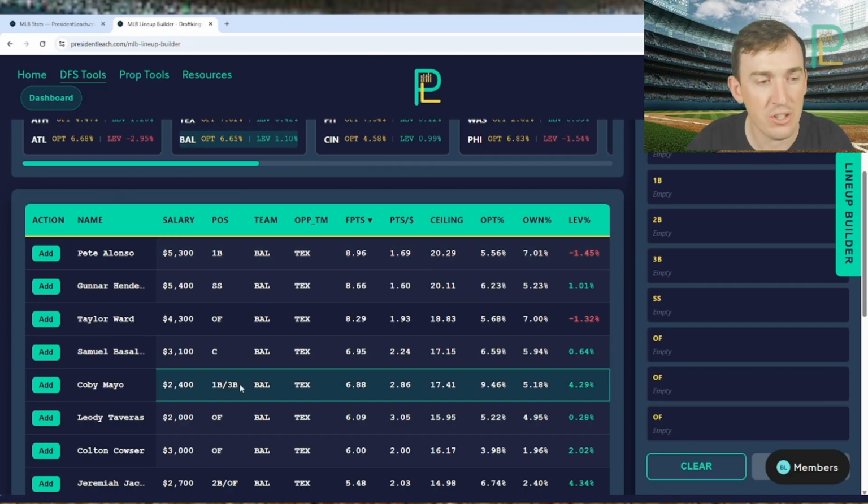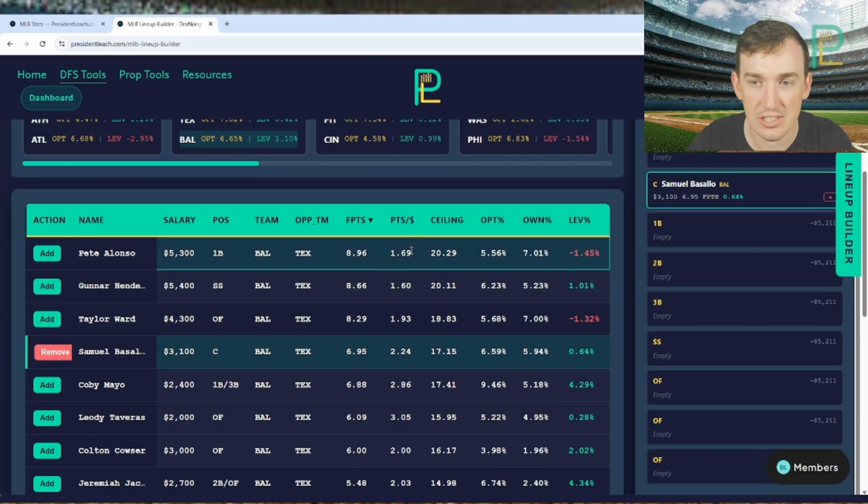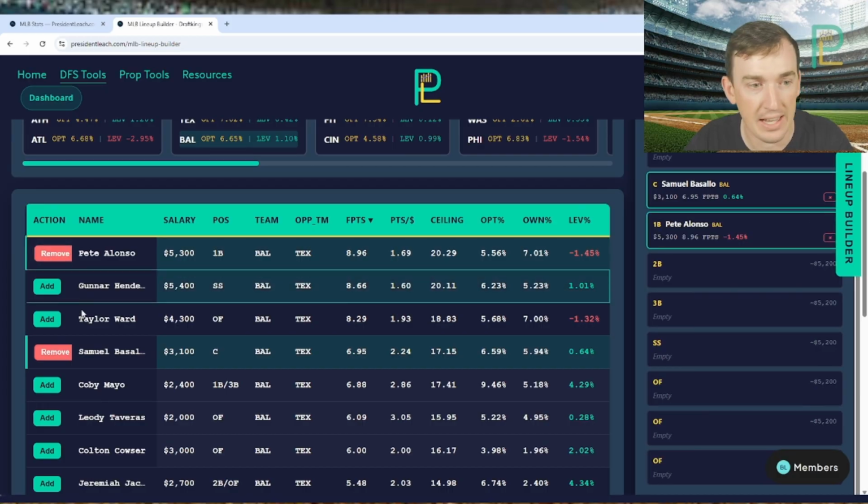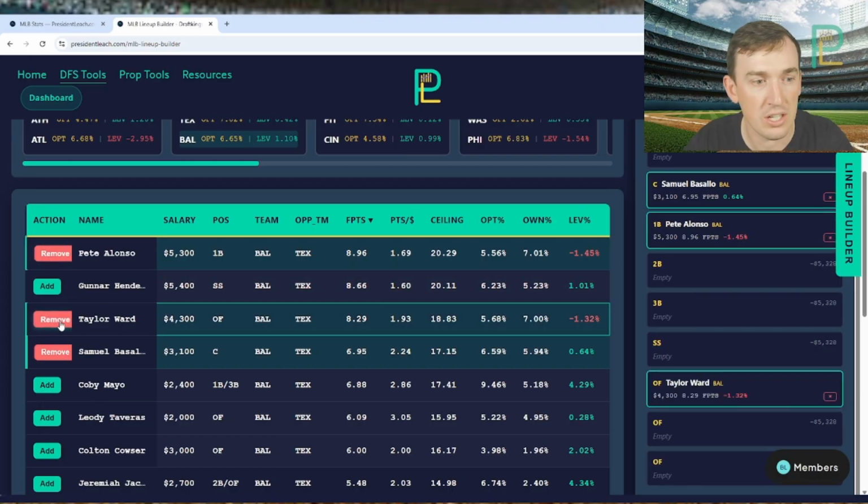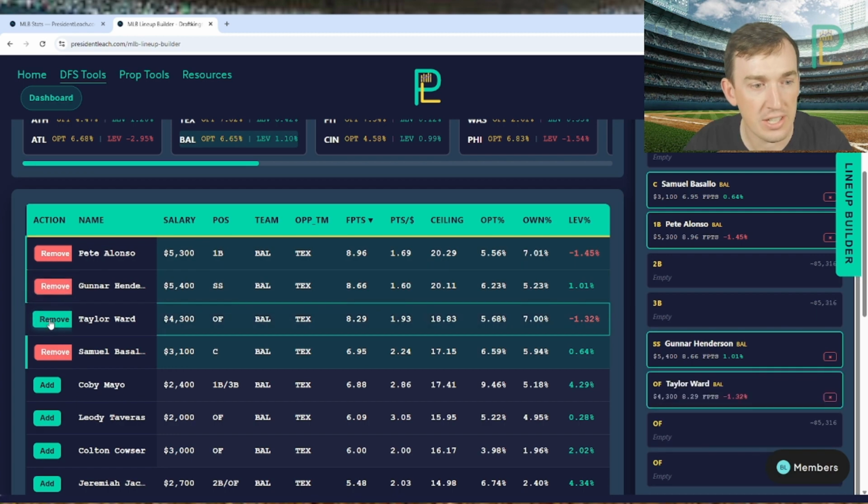One of the things I tend to do is put my catcher in my stack. Catcher is a low ceiling position, so I'd like to get the guy that's involved in the 8-10 plus run game. So I'm going to put Samuel Basallo in right now. Let's put in a couple of these top hitters and see how we're looking salary wise. We'll put in Pete Alonso, Gunnar Henderson, and Taylor Ward.